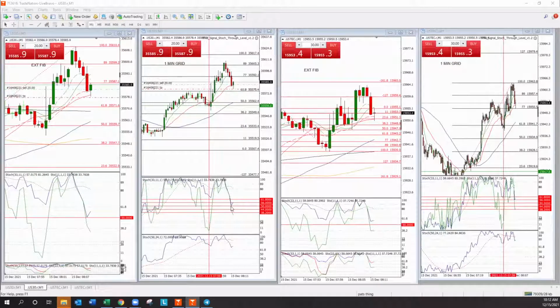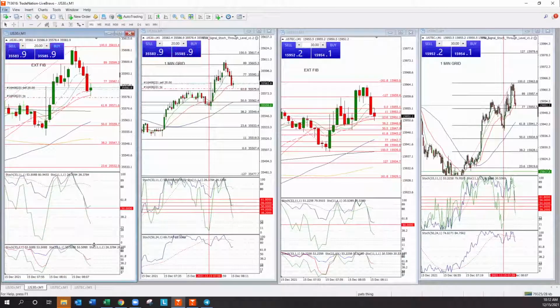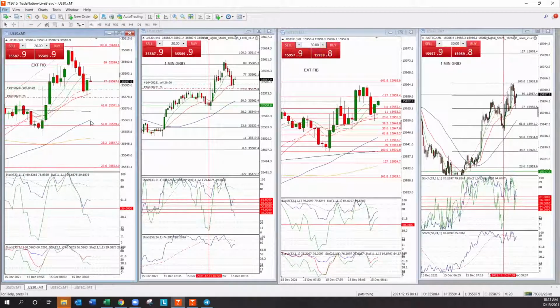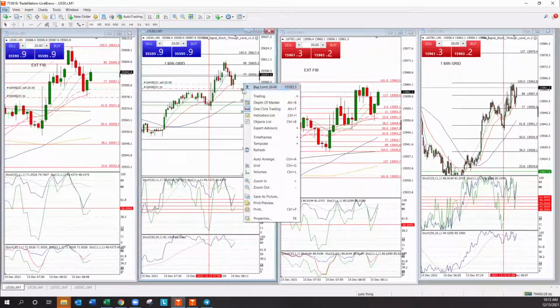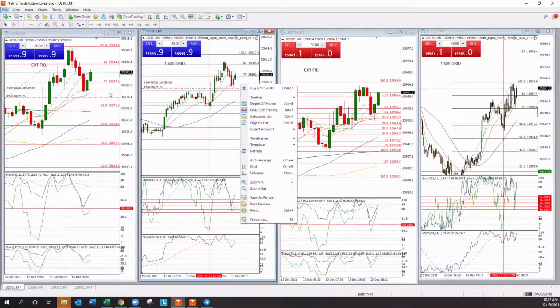50 level of the stochastic is holding. We need that follow through. One, two, three, four, five, six. We don't have enough yet to put an extension fib. I'm watching that 77. I'm not happy. No follow through yet.